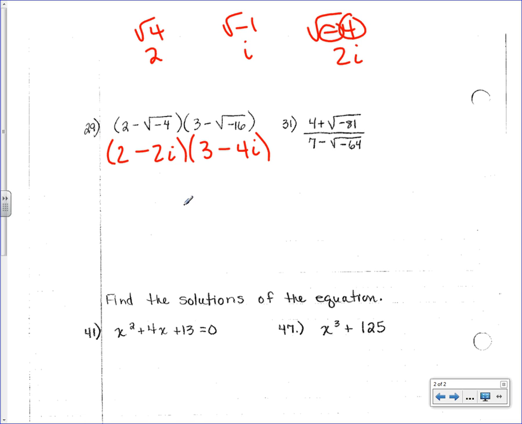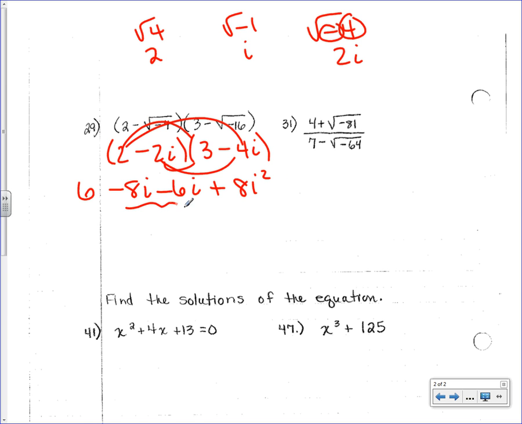So you guys are going to FOIL this. You're going to beat me, okay? I'm going to FOIL just for the sake of the video, but you guys should be able to FOIL without me helping you too much, okay? So I'm going to say it out loud, but you obviously don't have to listen to me. Beat me there, okay? 2 times 3 is 6. First times first. Outer would be negative 8i. Inner would be negative 6i. Last would be positive 8i squared. You guys should get that without me.